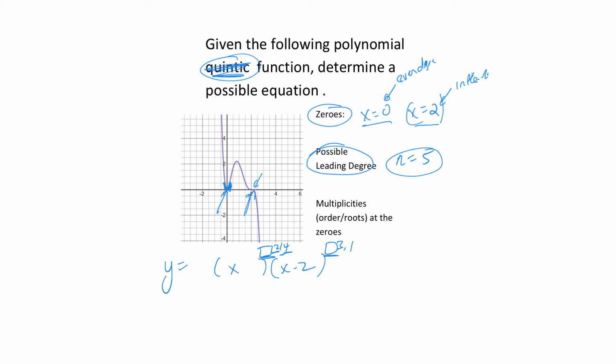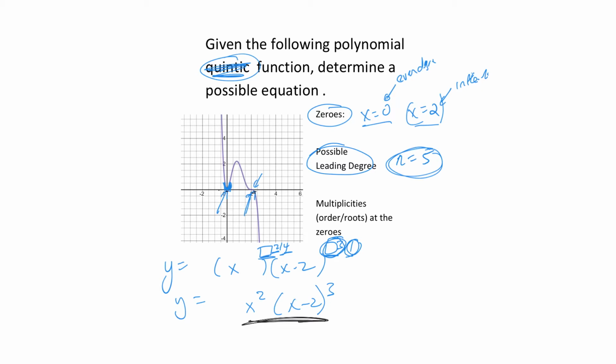However, we know it's not a 1 because 1, as we mentioned, means there is a linear-like feature at the 0, meaning it goes through. So we know that because we have an inflection point, it's going to be a cubic-like feature. So in other words, our function is going to look like the following: x to the power of 2 times x minus 2 to the power of 3, for a total of 5. So this function comes from only two pieces of information, the two x-intercepts.